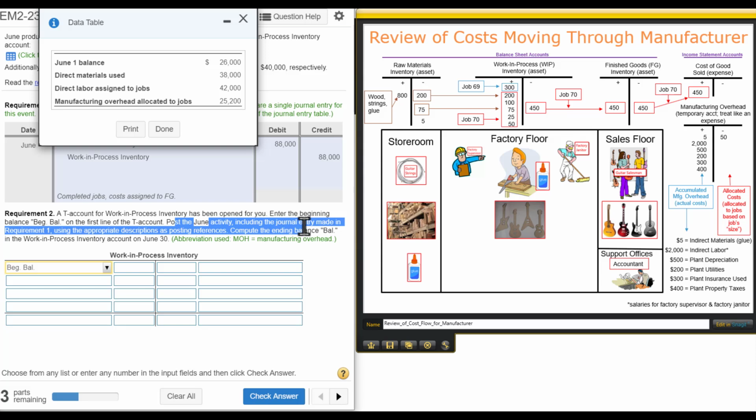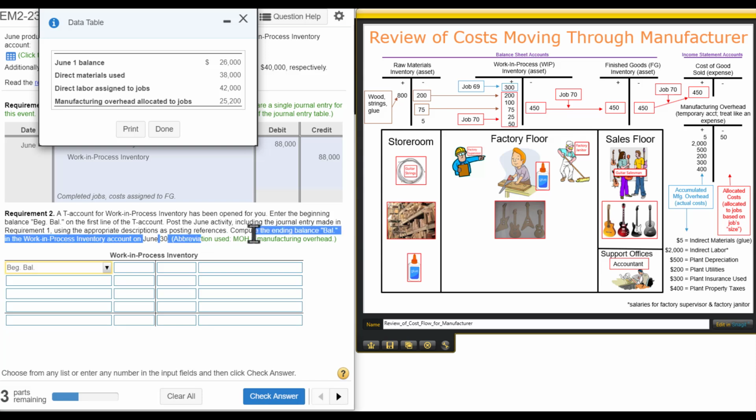Compute the ending balance, BAL, in the work in process inventory account on June 30 for the end of the month. So abbreviations, MOH stands for manufacturing overhead. So the beginning balance is right here, June 1 beginning balance. I'm going to copy and paste that, 26,000.